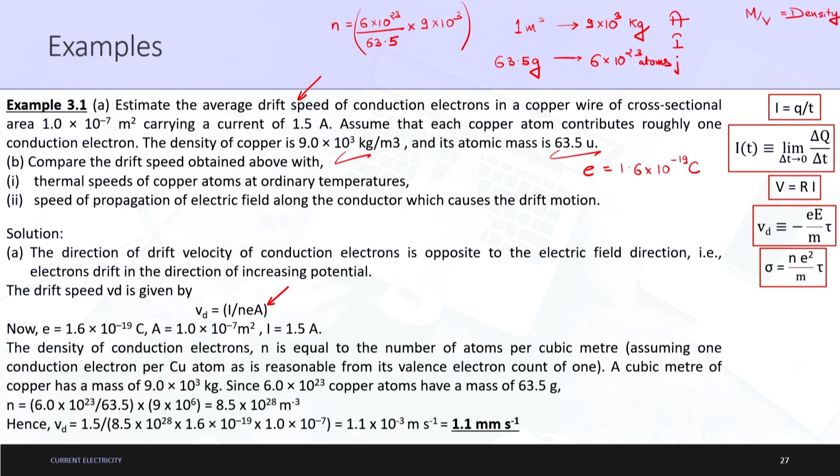Using this simple mathematical calculation, we find the value of small n, which is equal to 8.5 into 10 to the power 28 meter to the power minus 3, and every other value is known to us. Just using mathematical calculation, we find the value of drift velocity, which is Vd equal to 1.1 mm per second. You can see it is a very slow speed of drift electron velocity.